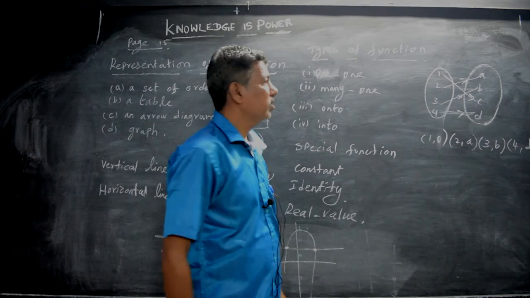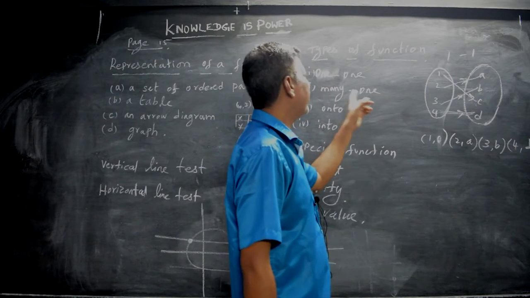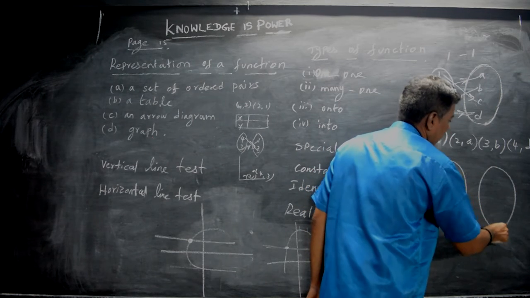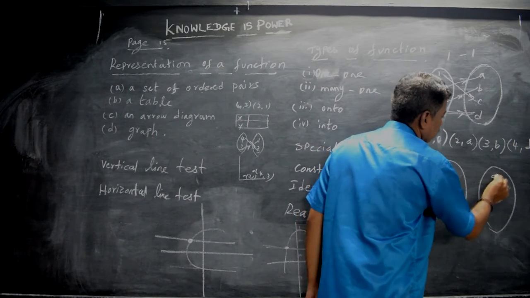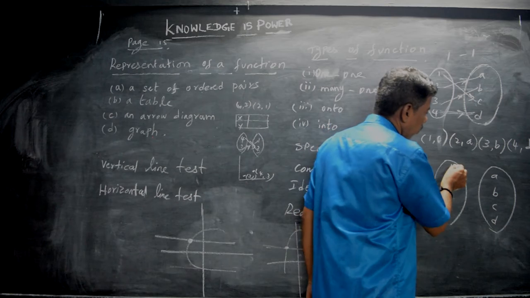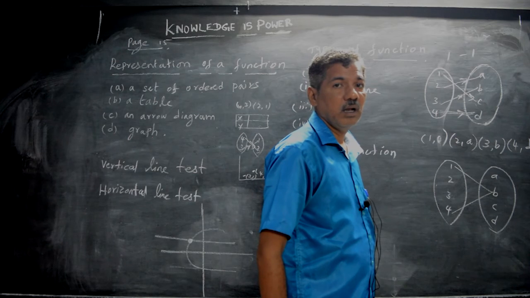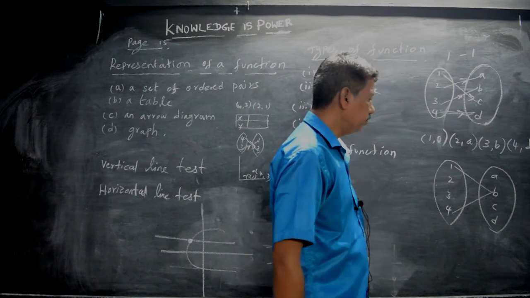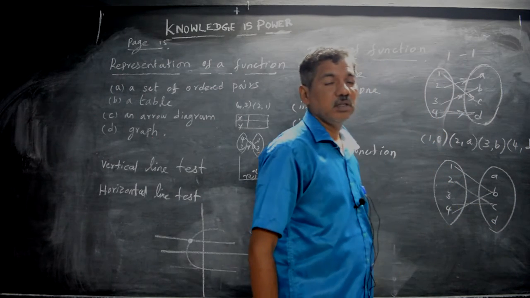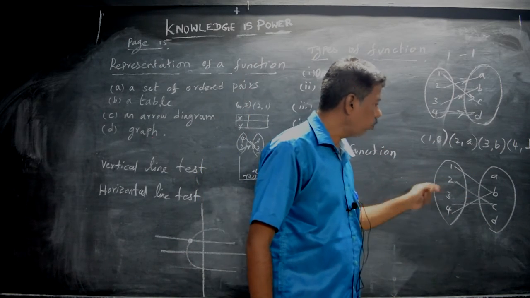many-to-one function. This is called a one-to-one function. How can we represent a many-to-one function? The terms are given the same way. 1, 2, 3, 4, and suppose I write A, B, C, D. A many-to-one function looks like this: 1 also gets B, 4 also gets B. It's clear? 2 gets C, 3 also gets C. This is called a many-to-one function. Many-to-one means more than one.